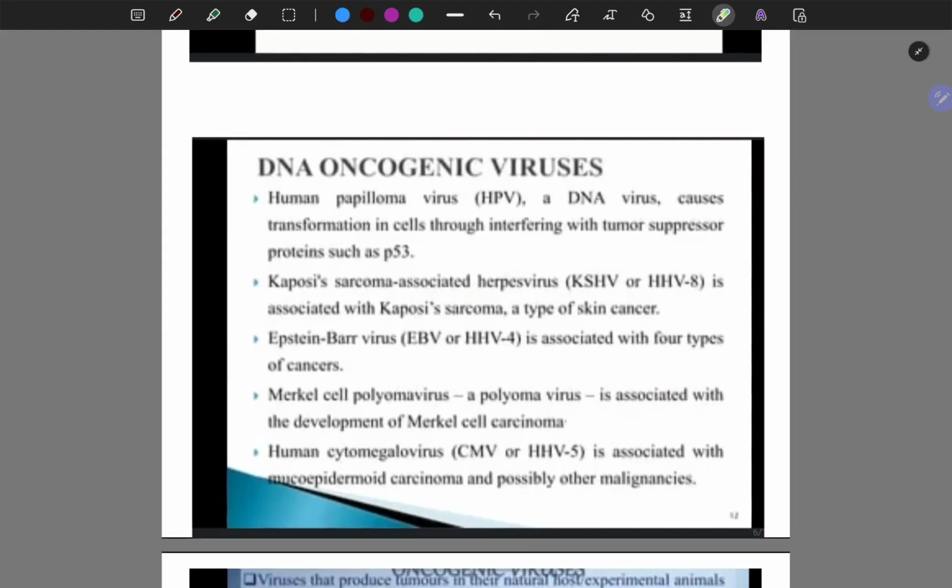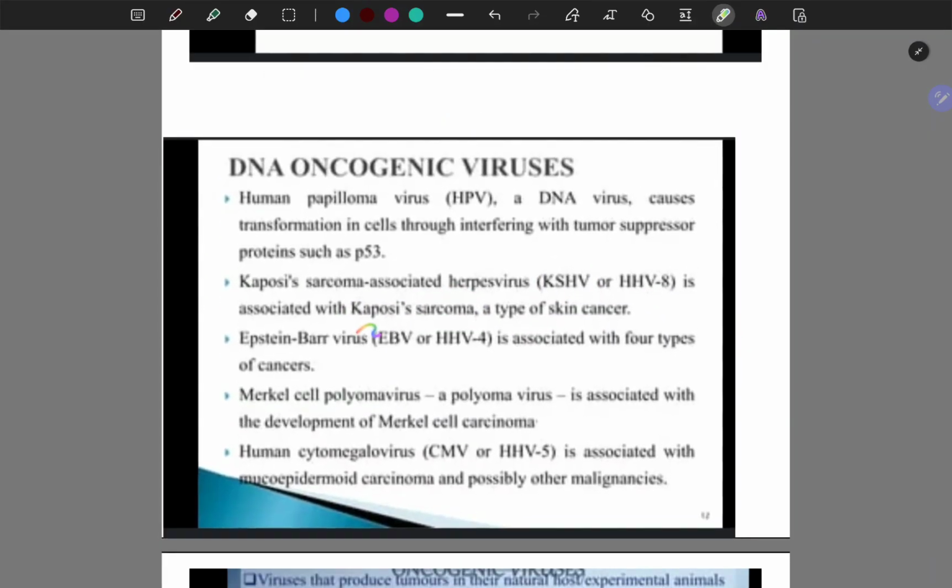So as I already said, human papillomavirus, which is a DNA virus, causes transformation in cells. Then Kaposi sarcoma associated virus, or HHV8, is associated with Kaposi sarcoma, a type of skin cancer. Epstein-Barr virus infection, or human herpes virus type 4, is associated with 4 types of cancers, predominantly nasopharyngeal carcinoma, and it's also known as kissing disease.